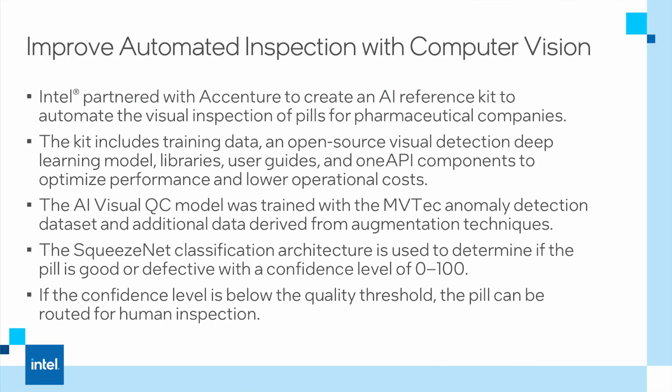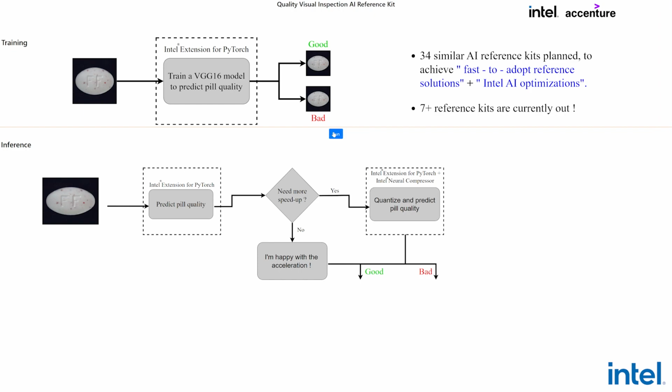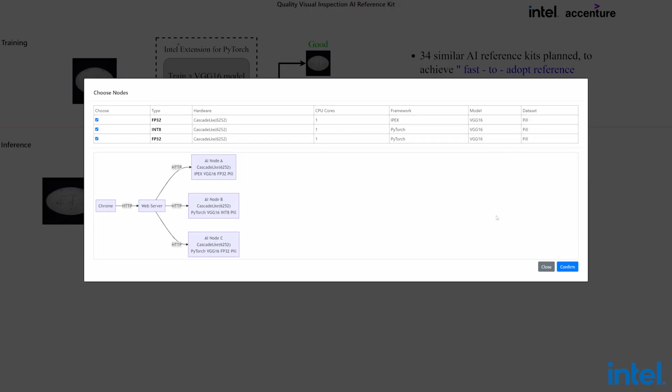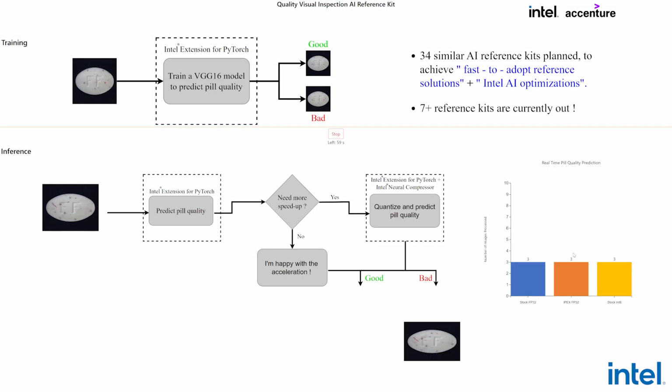Intel and Accenture have launched open-source AI reference kits for data scientists and developers to accelerate digital transformations. The kits apply PyTorch optimizations and Intel extension for PyTorch to enable the latest Intel hardware features, aiming for top performance. The demo is of an AI reference kit for pharmaceutical companies to automate the visual inspection of pills.